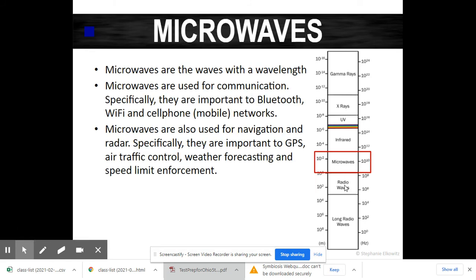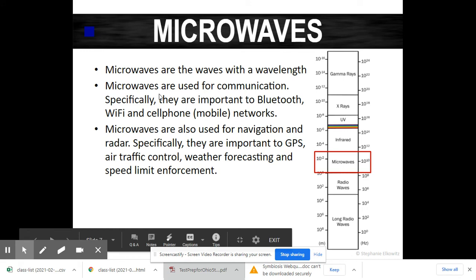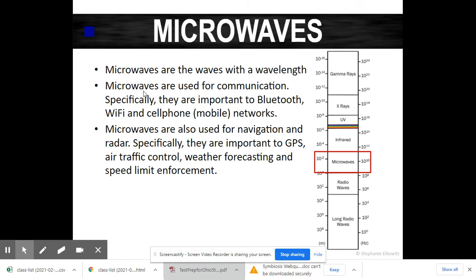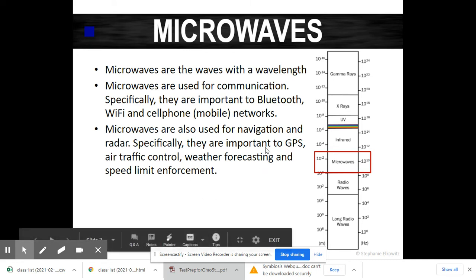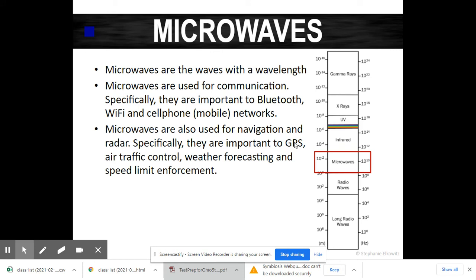So after radio waves, the next powerful is microwaves. They are waves with a wavelength. They are used for communication. Specifically, they're important when we use Bluetooth, Wi-Fi, and cell phone networks. Microwaves are also used when we navigate and for some types of radar. Specifically, they are important when we use GPS systems, air traffic control, weather forecasting, and speed limit enforcement.